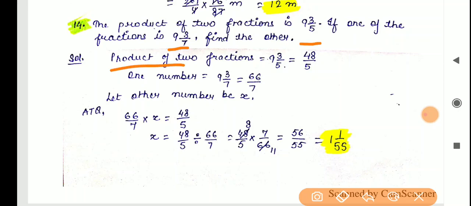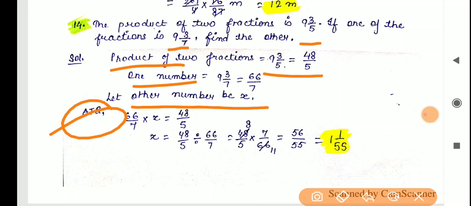So the product of two fractions is 48 by 5, and the one number is 9 and 3 by 7, that is 66 by 7. So let the other number be x. Now according to the question, 66 by 7 multiplied by x, the product, first number multiplied by second number, and the second number we have taken x, is equal to 48 by 5. For calculating the value of x, 48 by 5 divided by 66 by 7. Clear? Because here the multiplication sign is there, when we shift it after the equals sign, it will be in divide form.